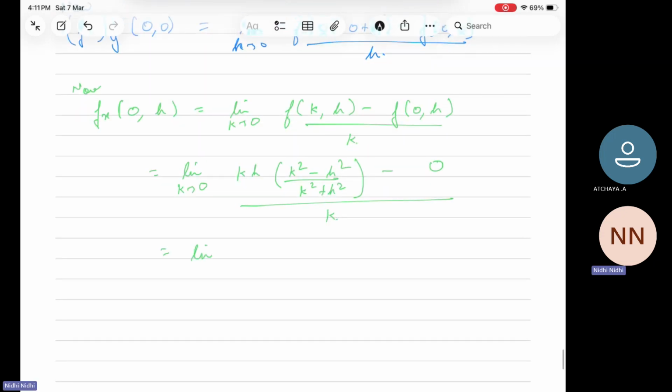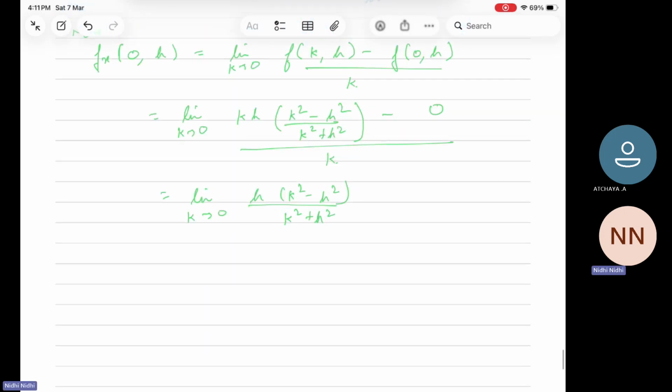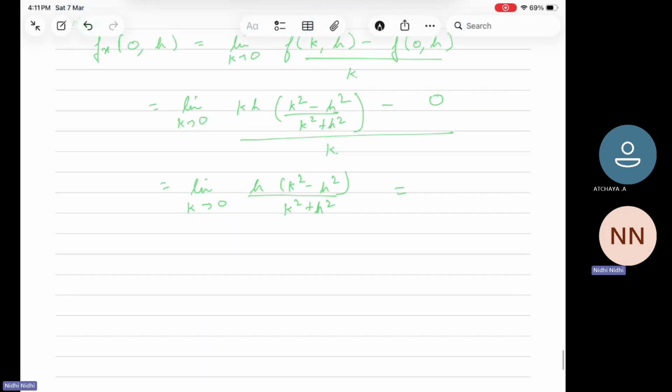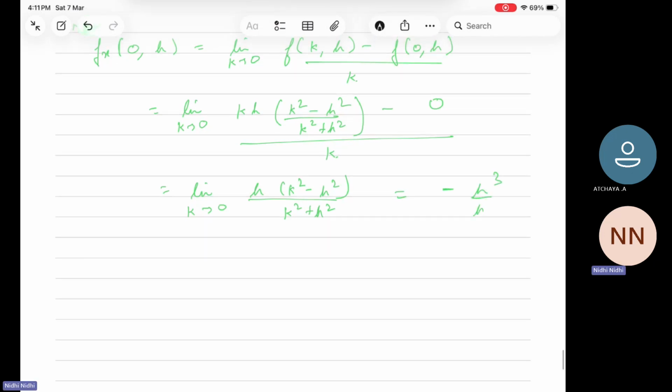This k and k will get cancelled out. We're left with h k square minus h square upon k square plus h square. Now taking k tending to infinity, this time we'll be left with minus h cube. Sorry, yeah, minus h cube by h square, which is minus h.